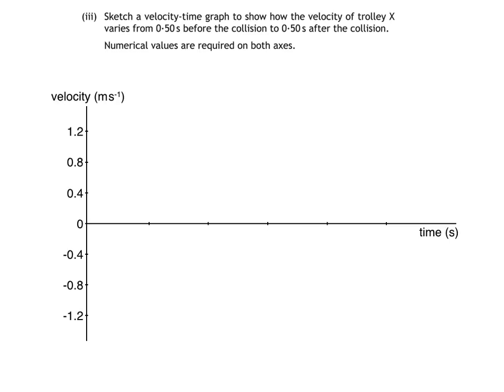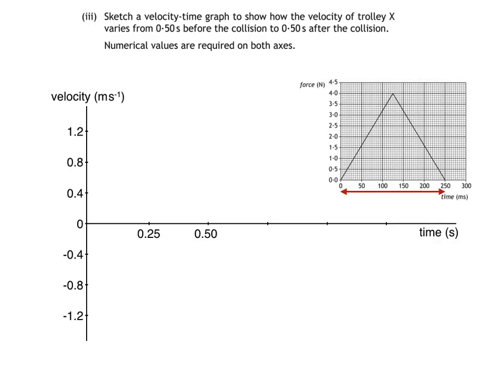For our x-axis, we have to graph from 0.5 seconds before the collision. The collision itself takes 250 milliseconds, which is 0.25 seconds. Then we need to graph the final 0.5 seconds after the collision. This gives us a total time of 1.25 seconds. The first 0.5 seconds is easy. We were told that trolley X is moving at 1.2 meters per second to the right. The final 0.5 seconds is also straightforward. We're told it rebounds with a velocity of 0.8 meters per second to the left, which we're taking as the negative direction.